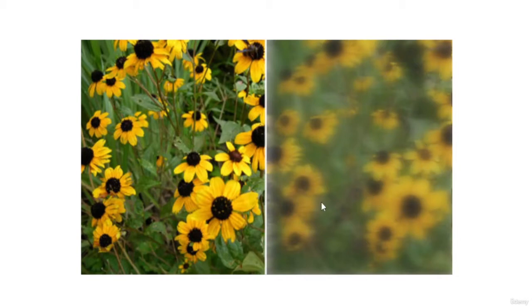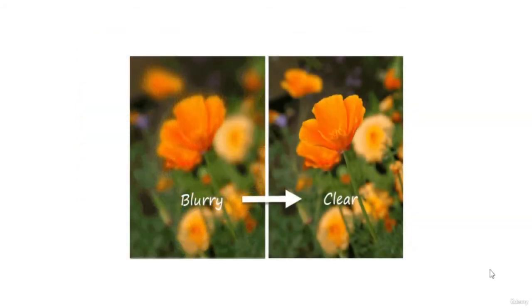Now let's look at another example. So this style of photography is called macro photography. It's where you have one singular object focused while the others are blurred in the background. By adjusting your camera settings, you can achieve this kind of look.